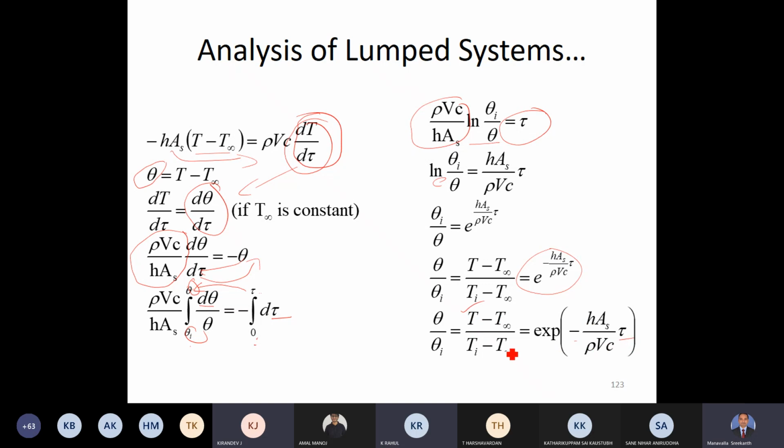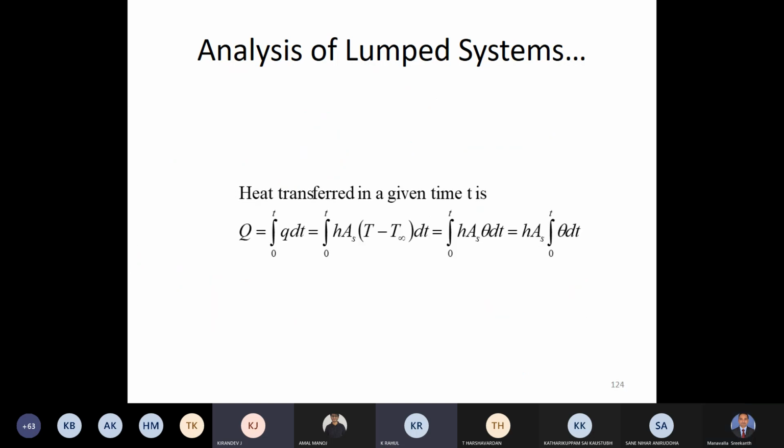So this is the time and this is the temperature. If you know the initial temperature, the surrounding convection temperature, and the heat transfer coefficient, you will be able to find the temperature distribution. And also, we can find the heat transferred in a given time.